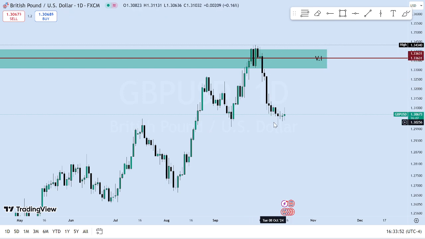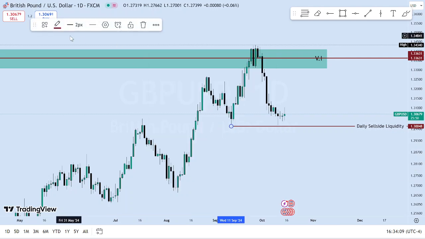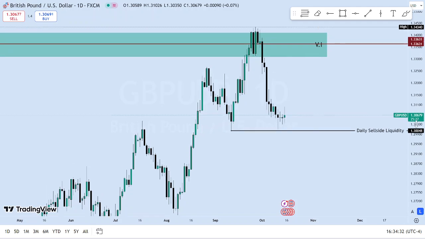Then we started trading lower, seeking this liquidity, the sell side liquidity. This is our daily sell side liquidity. So the algo price seeks this low here, since we delivered inside an inefficiency and took a high. Here is a high, low, higher high. So the algo seeks this low here and takes it. You can see how we have been trading here, consolidating.